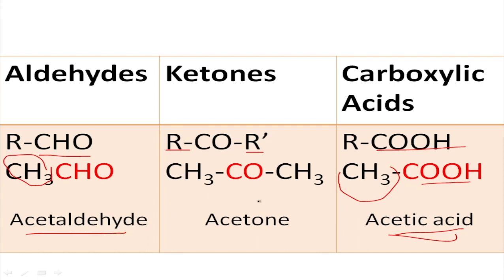Second one, ketones. The simplest ketone has R and R' both as CH3, methyl and another methyl. This is called acetone. It has 3 carbons, so the IUPAC name is propanone.